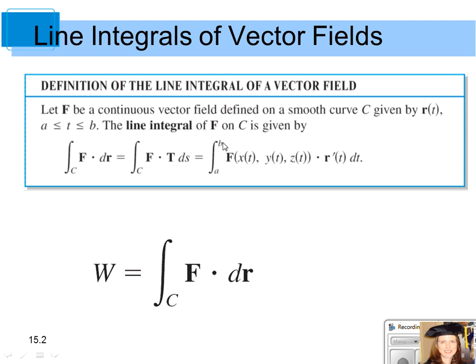And then further, this can be written as a single definite integral from a to b, where a to b is the time interval on the path, and you're going to replace every x in the vector field F with what it equals on the path. You're going to replace every y and z in the field with what it equals on the path, and you're going to find the dot product of that with your r prime of t dt. And again, your r prime of t comes from your r of t, which is your path. So the line integral for work in a vector field is the line integral on the path C of F dot dr.